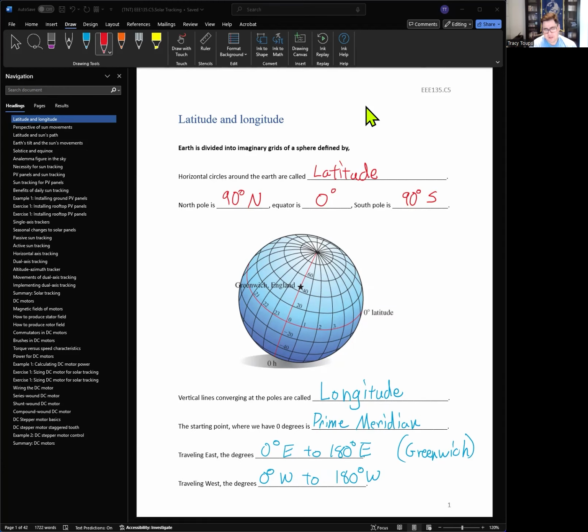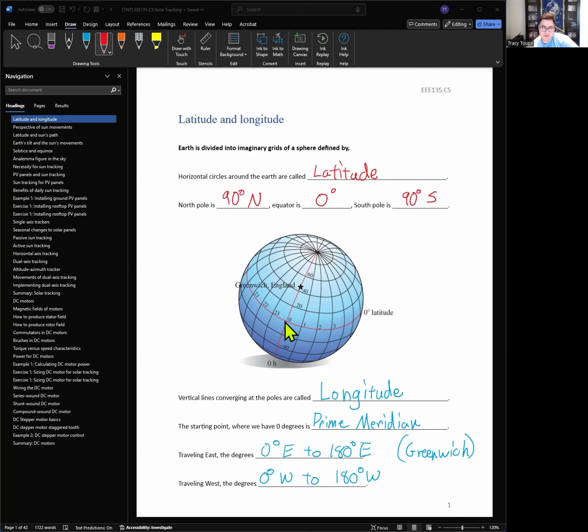So, to start out, we need to talk about latitude and longitude. This is a coordinate system on the Earth that we typically use for everything, right? The Earth is divided into an imaginary grid on a sphere. Think of imaginary lines going north to south and then around east to west. Horizontal circles are called latitude. So these circles like this, these are latitude.